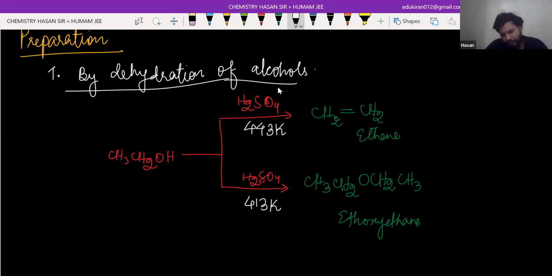I'll show you the mechanism of how this ether forms. Very simple it is. The first step is similar to the alkene one.